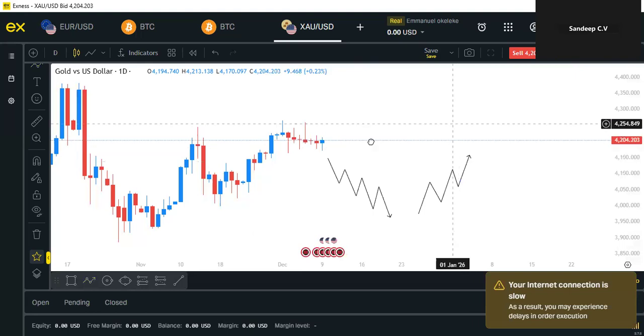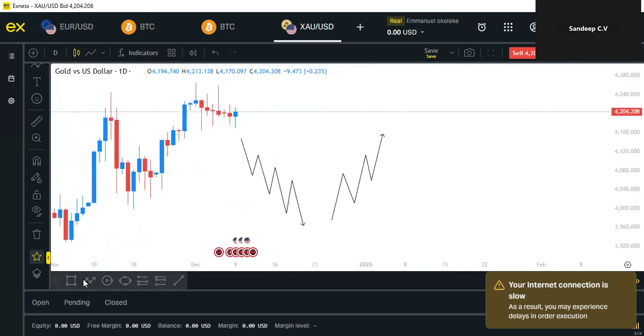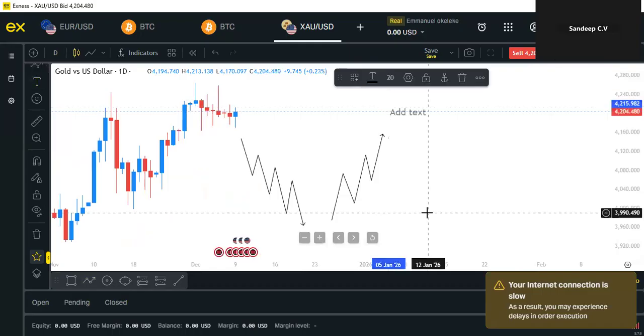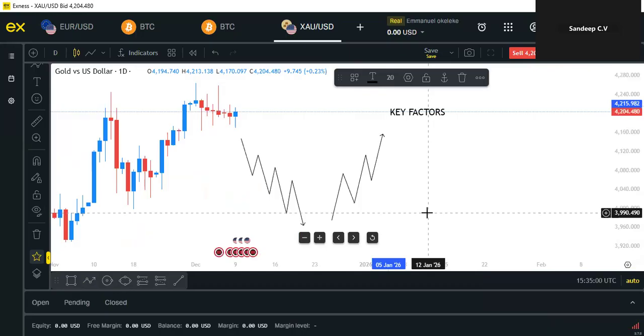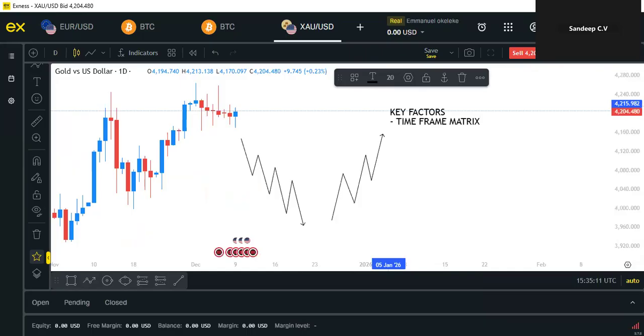And for you to be able to determine the market structure, there are key factors that come into place. Key factors in determining market structure. One of the important ones is the time frame matrix.